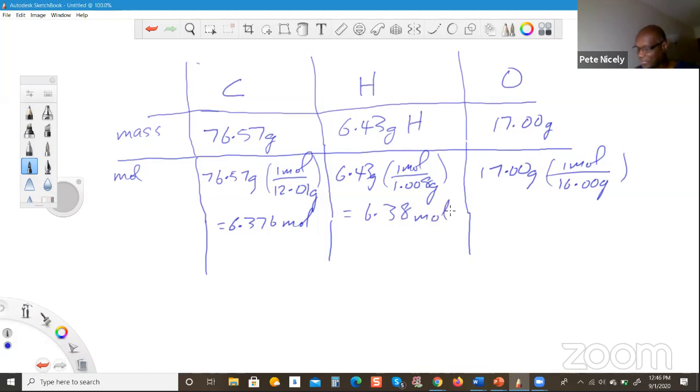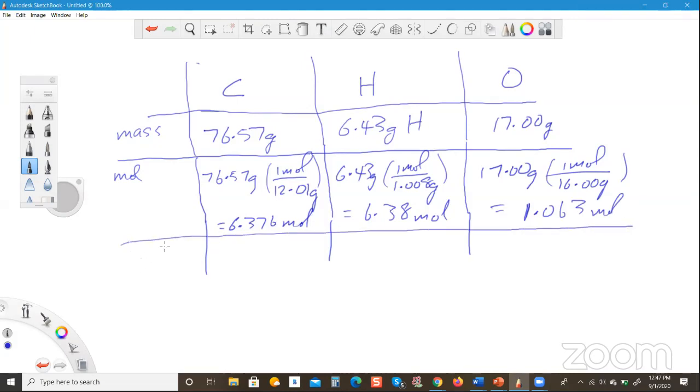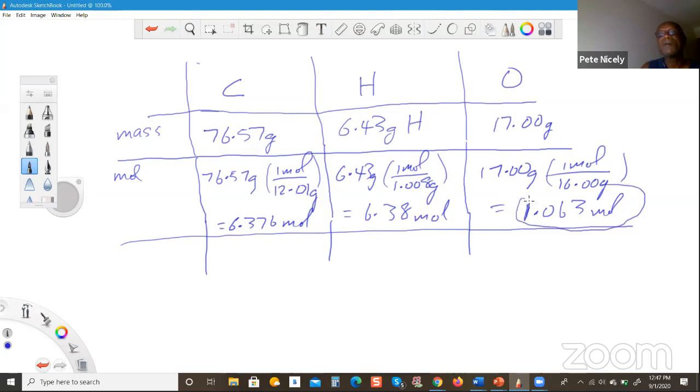And then in the case of oxygen, 17 divided by 16. And according to my calculations, rounded off to 4 sig figs, would be 1.063. So this would work out to be equal to 1.063 moles, all right? So we got our moles, and if you recall, the next step would be to divide right through by the lowest mole value that we just calculated. Based on my calculation, that would be the oxygen here.